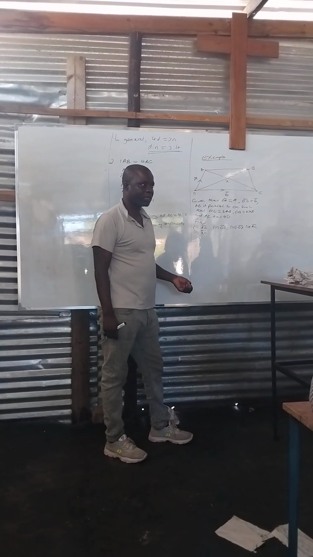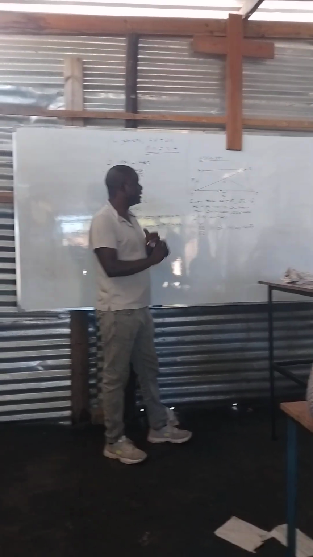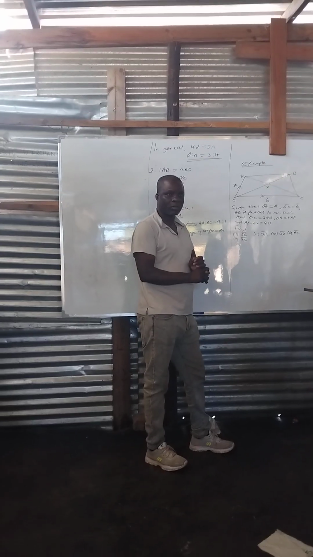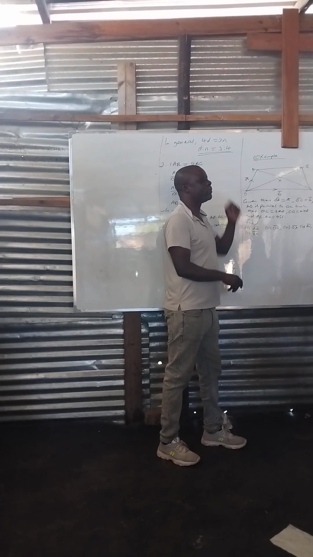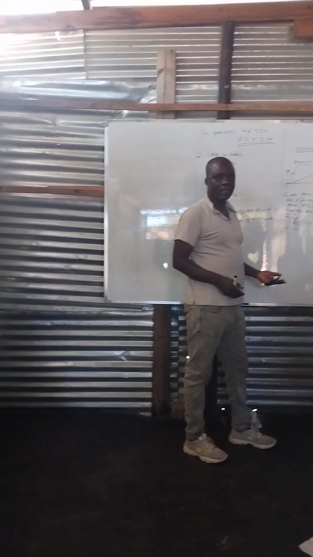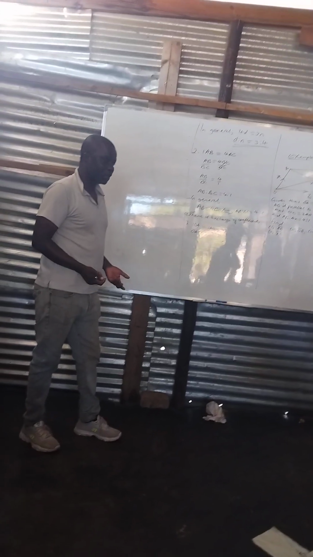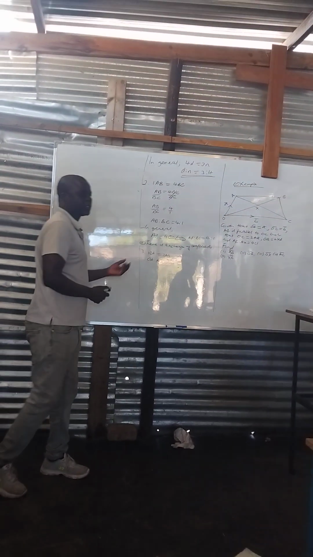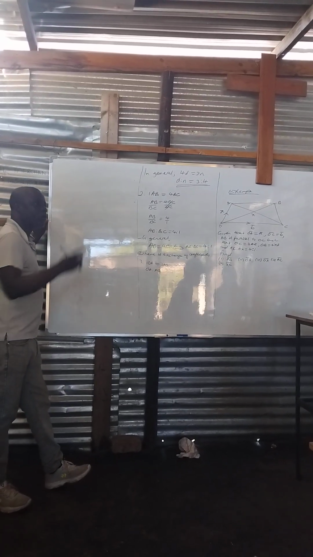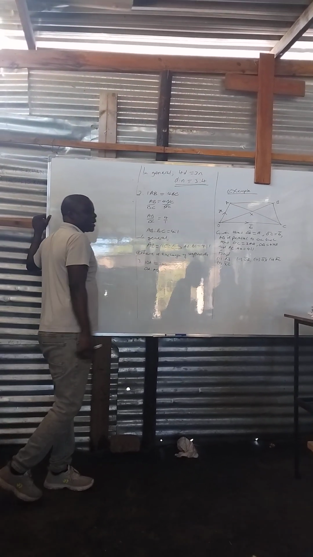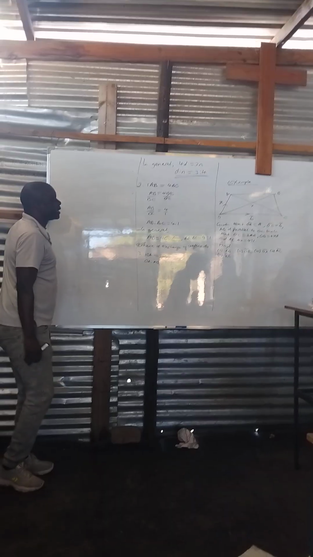It's a trapezium. And why? Because one, it has four sides, it's a quadrilateral. Two, it has parallel sides. It's a trapezium and not a parallelogram, because a trapezium is a quadrilateral with only two parallel sides.